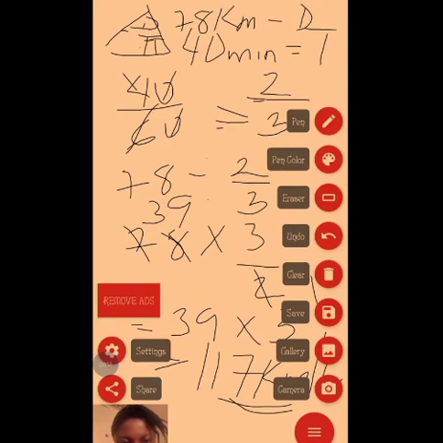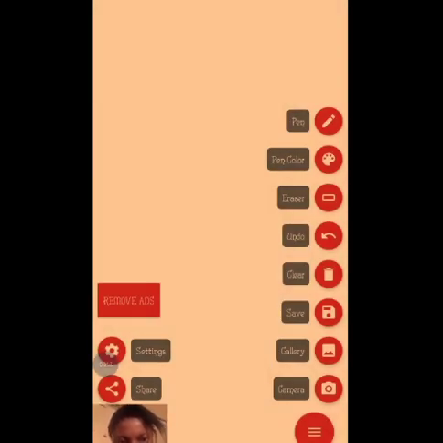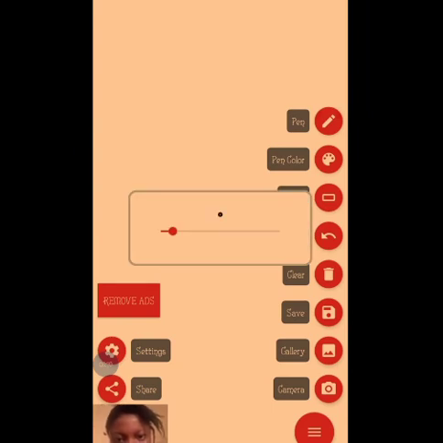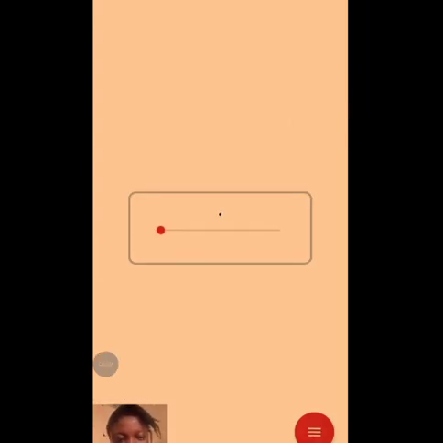Number 5. Number 5 question says, a car travels 200 kilometers in 5 hours. How far does it travel in 7 hours at the same speed? In 5 hours, it goes 200 kilometers. That's 200 kilometers for 5 hours. And now we're asking how many can it go in 7 hours. It's very easy. Now, without the triangle, let's try it.